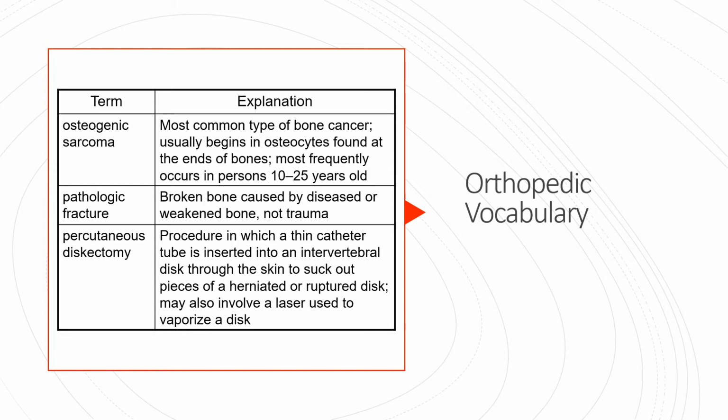Percutaneous discectomy is a procedure in which a thin catheter tube is inserted into an intervertebral disc through the skin to suck out pieces of a herniated or ruptured disc, and it may also involve a laser used to vaporize a disc. So basically they're taking a vertebral disc out of your spine.